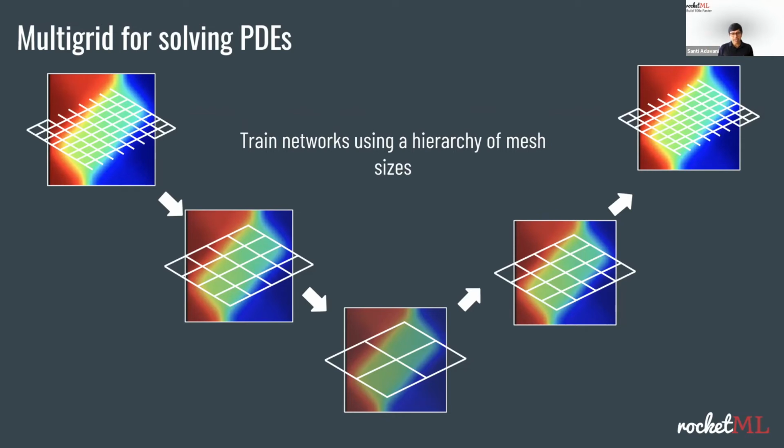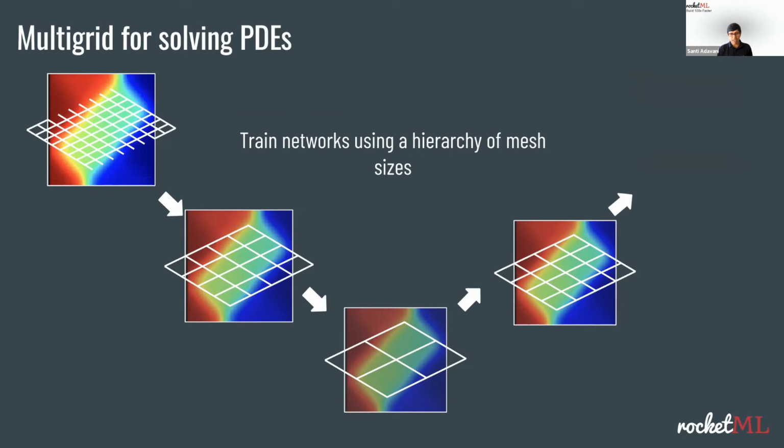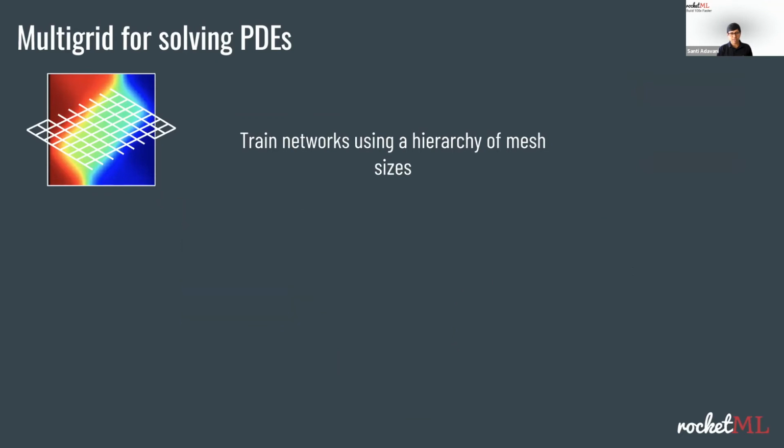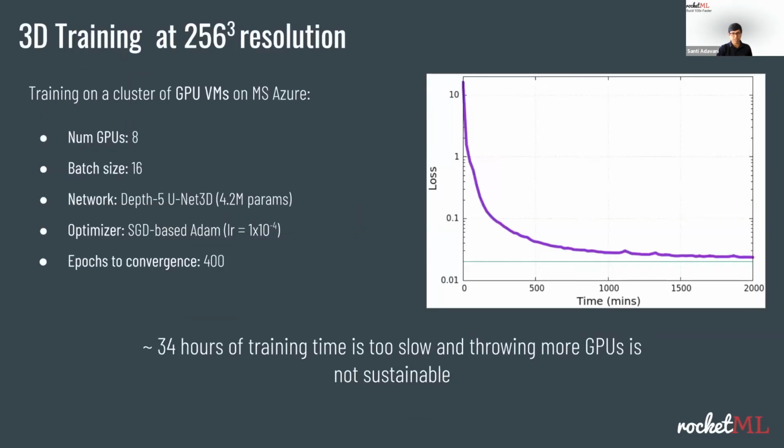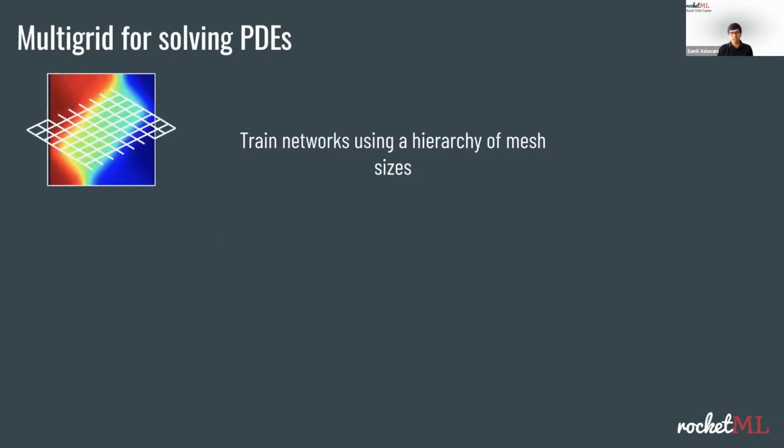The same idea can be used even for building neural networks. So the way to do that is, instead of training the whole thing at, say, 256 cube resolution, we don't have to train the whole thing at 256 cube. We basically do it incrementally, right?